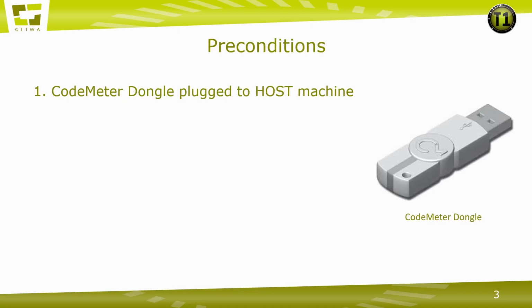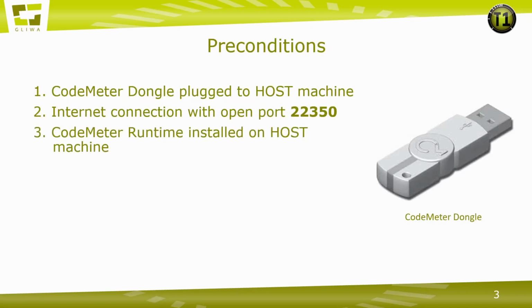You need a CodeMeter dongle plugged into the host machine. An example is shown on the right side. Other variants are also supported. During installation, you need an internet connection with port 22350 opened. CodeMeter runtime software must be installed on the host machine.